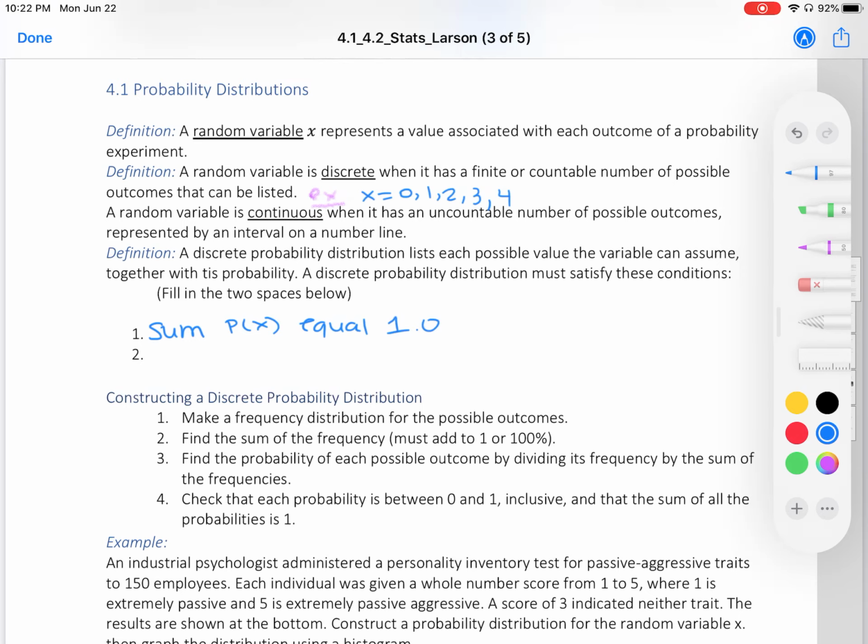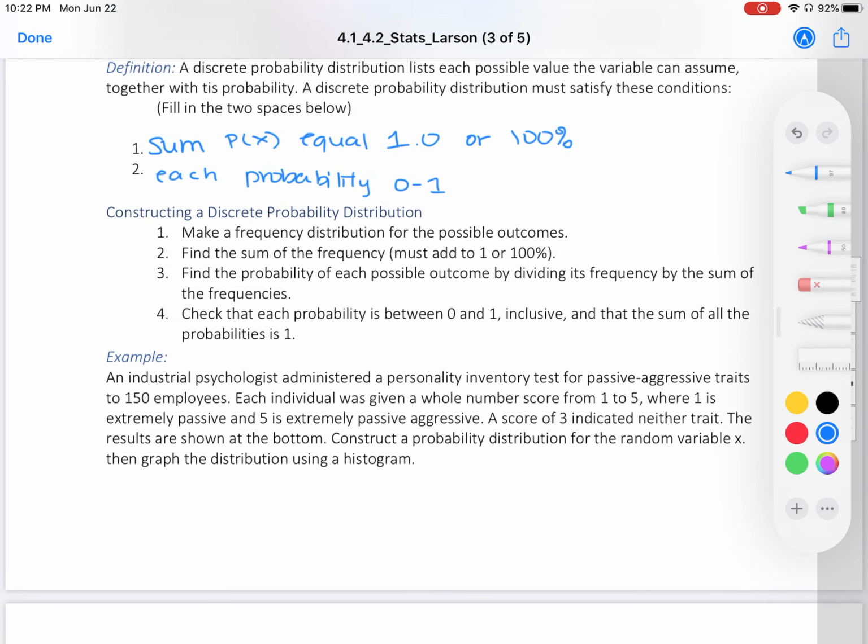This is if we're in decimal form. If we're in percents, this would be equivalent to 100%. Also, each probability needs to be between 0 and 1. What this means is that there's no negative probability, and there's no probability bigger than 1. It has to be between 0 and 1, and every decimal in between is fair game.